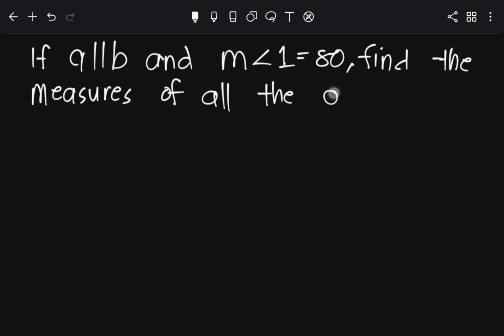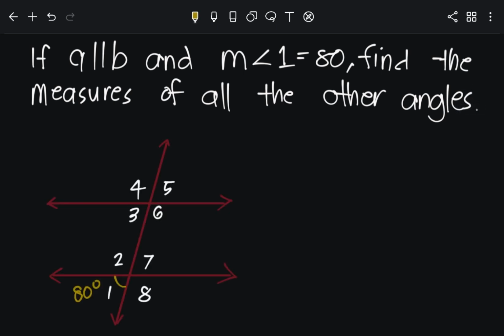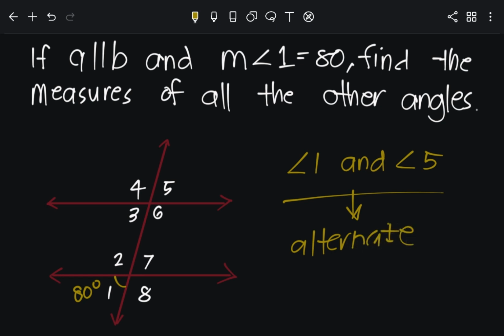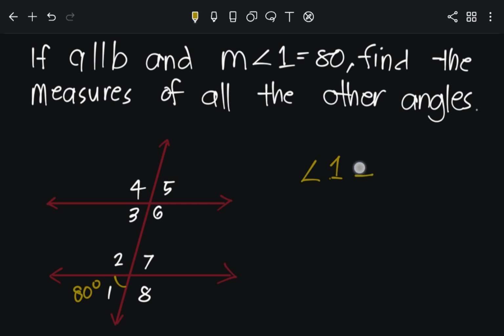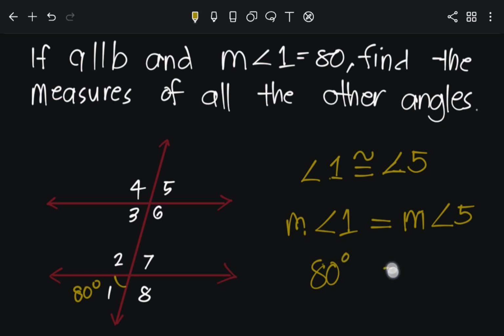From the given, the measure of angle 1 is 80. So let us first determine which angles are related to angle 1. As you have noticed in the figure, angle 1 and angle 5 are alternate exterior angles. Therefore, angle 1 is congruent to angle 5. If they are congruent, it means they are equal in measure. So the measure of angle 1 and the measure of angle 5 is 80 degrees.